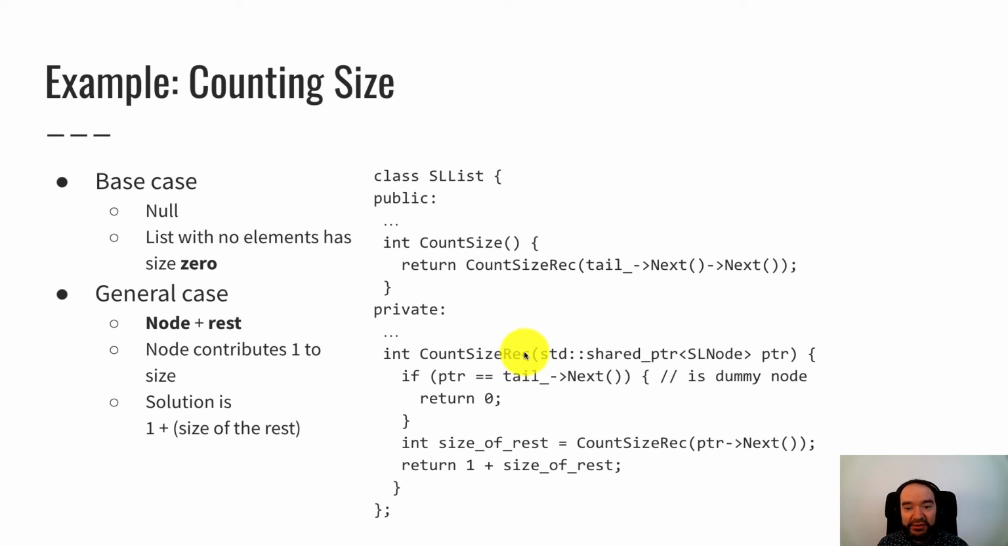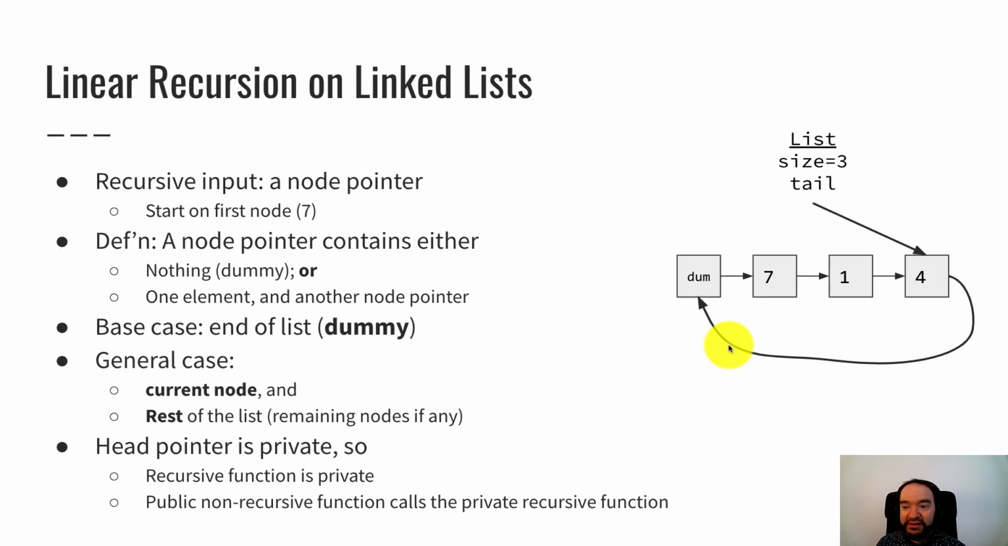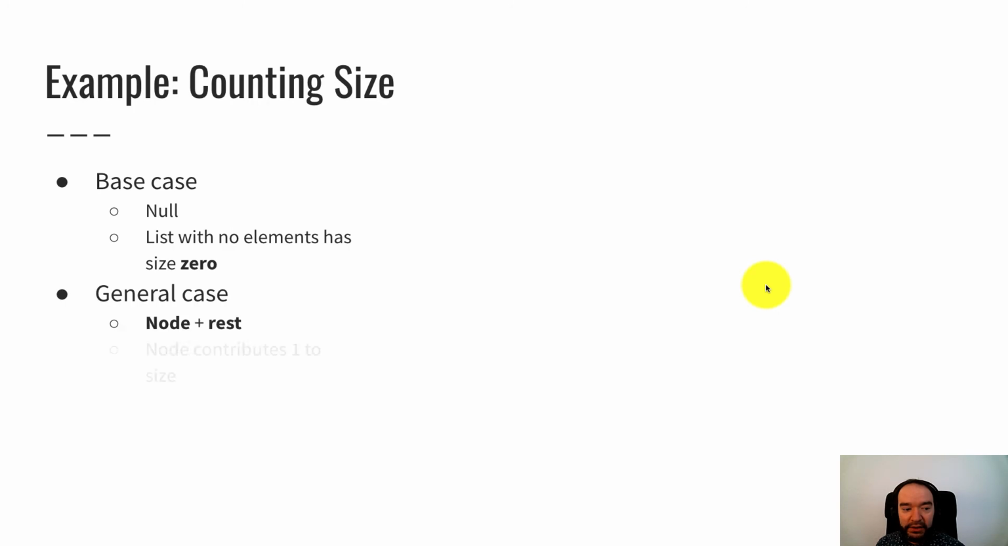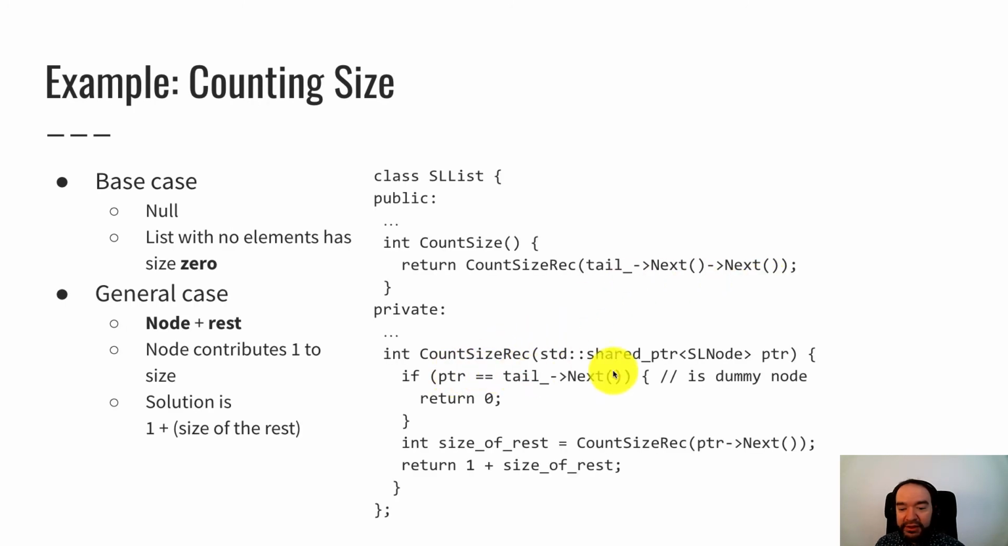So let's look at this count size recursive function to begin with. This is the one that does most of the work. So it's given a pointer to a node, and to begin with, that is the first node that has an element in it. So if we were to run this code on this example, the first pointer is a pointer to the 7 node. Here's what it does. It says, if we're in the base case, return 0. So if the pointer points to the dummy node, there are no elements remaining, so return 0. That's the size of the list. And remember that the dummy node is tail's next. So if pointer is equal to tail next, we're at the dummy node, return 0.